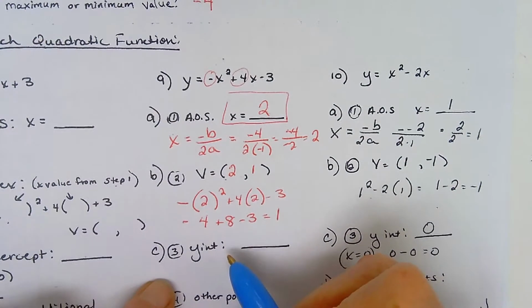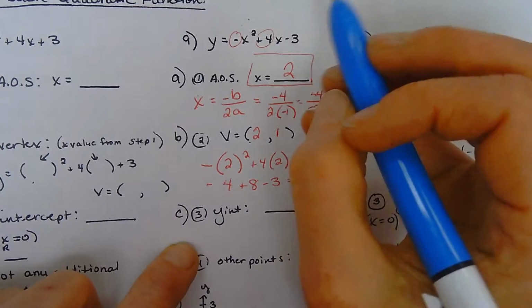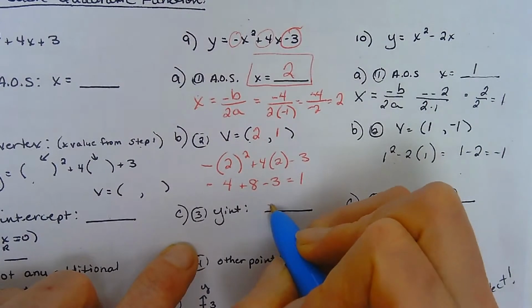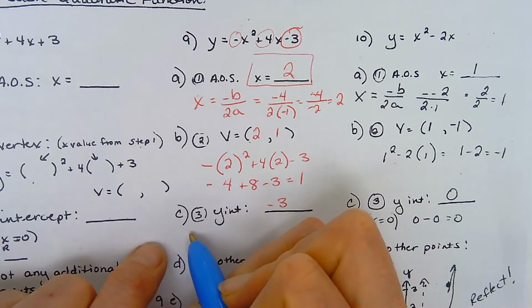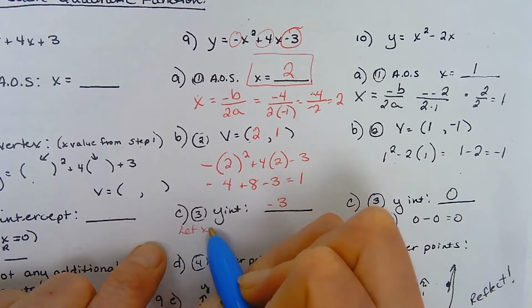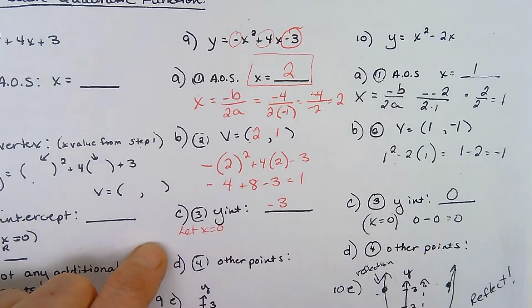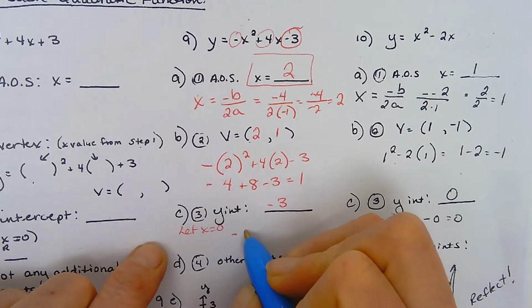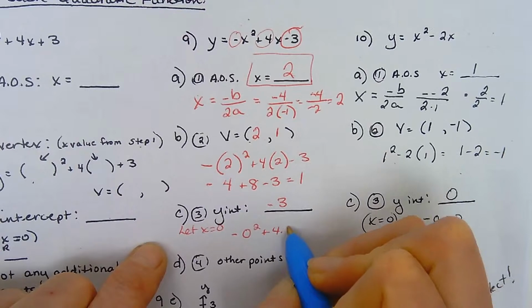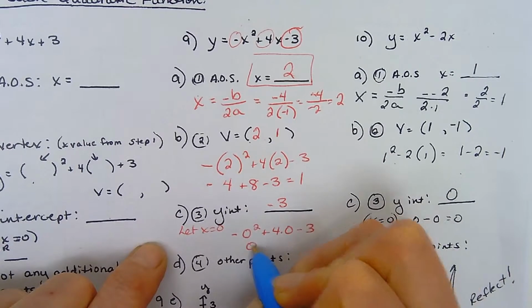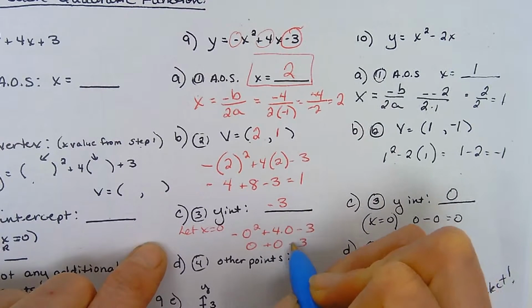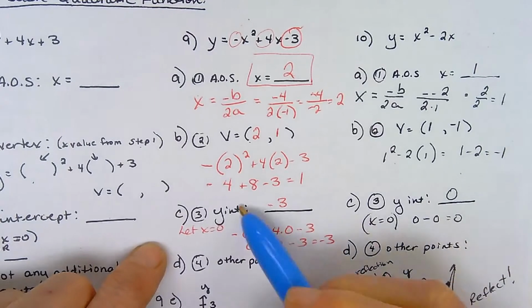For number 3, the y-intercept is always our c when we're in standard form, so it's -3. Or you could let x equal 0, and then see what happens to the function. -0 squared plus 4 times 0 minus 3. That's 0 plus 0 minus 3, and we get -3. Either way works.